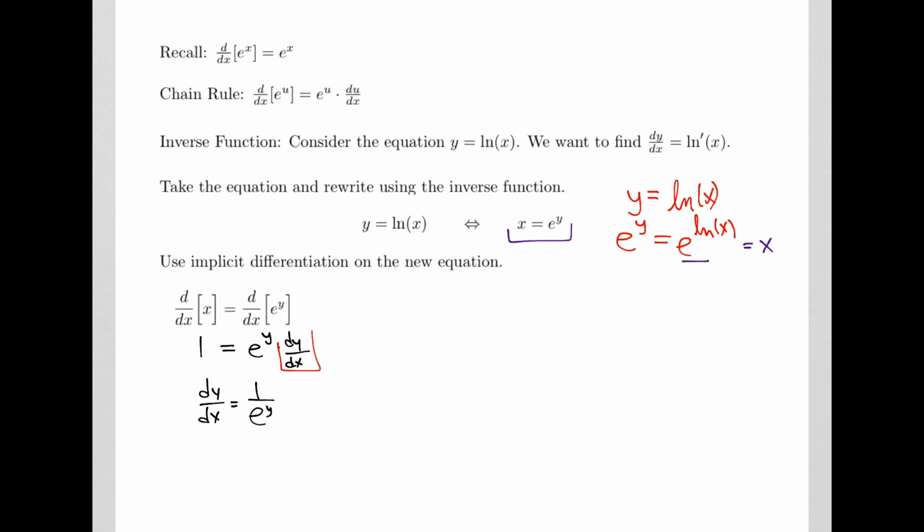What we'll do is we will use our original equation, e to the y is equal to x, and I've just discovered a new derivative rule. The logarithm's derivative is 1 over x. That is, the logarithm's prime function is 1 over x.